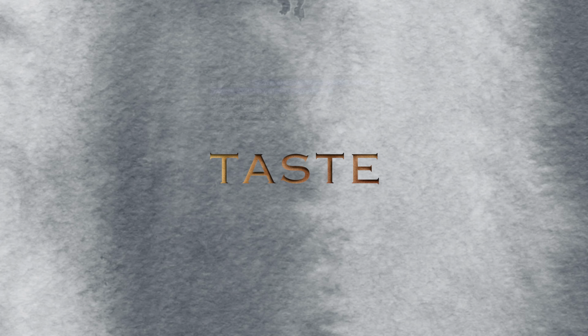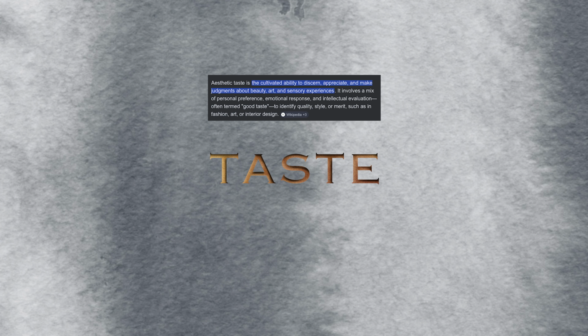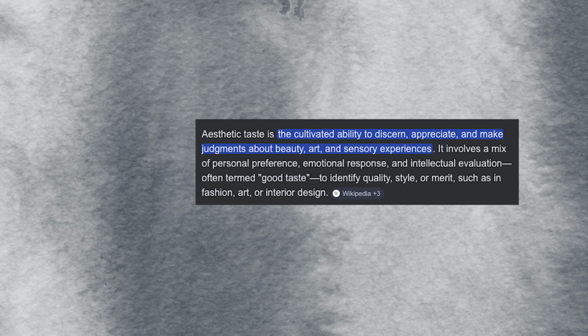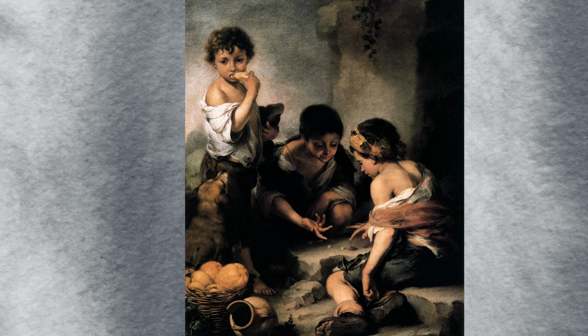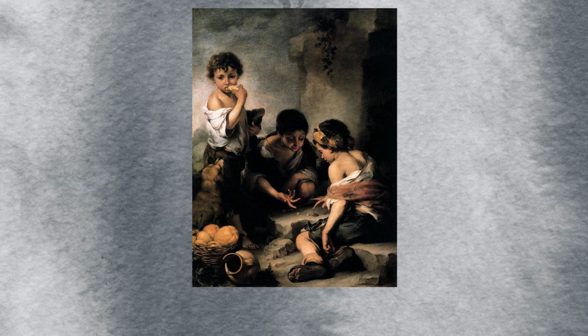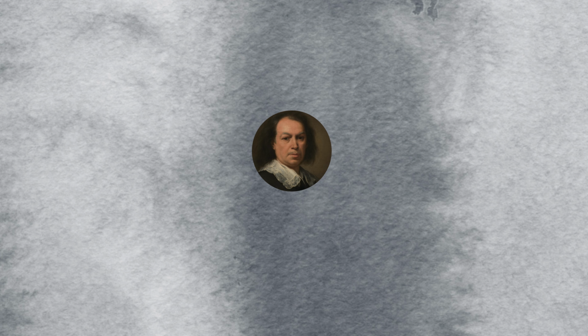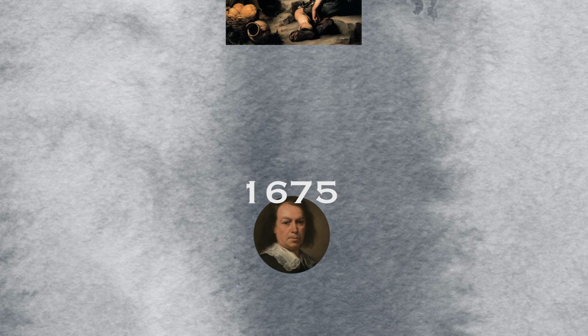Google search defines taste as appreciation of beauty. Beauty isn't the first word that comes to mind when I look at this image. However, this painting by Murillo is undoubtedly beautiful. The Spanish artist painted street children in 1675.